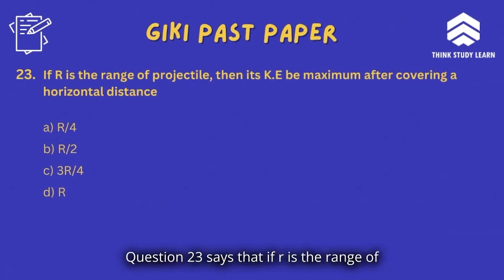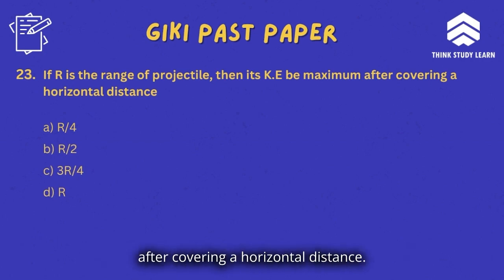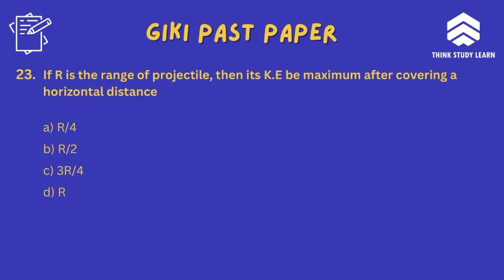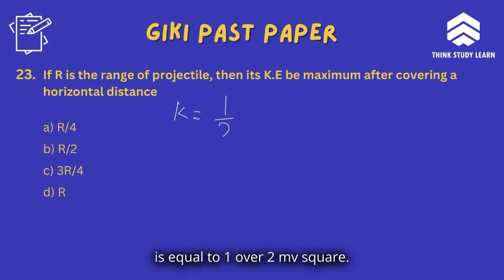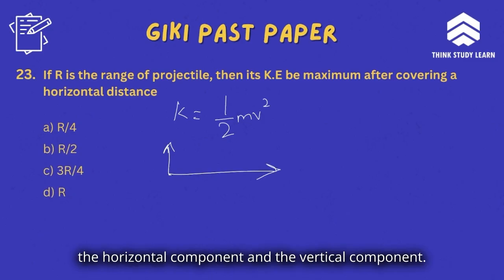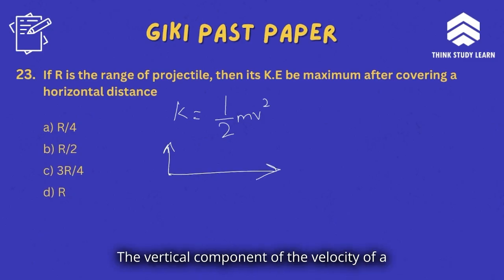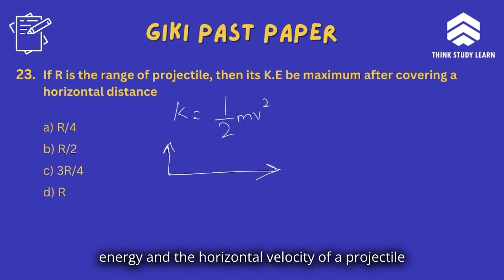Question 23 says that if R is the range of the projectile, then its kinetic energy will be maximum after covering a horizontal distance. Now we know that the formula of kinetic energy is equal to 1 over 2 mv square. So the projectile has two velocity components, the horizontal component and the vertical component. The vertical component of the velocity of a projectile is 0 at its maximum height. So vertically, the projectile will have no kinetic energy.